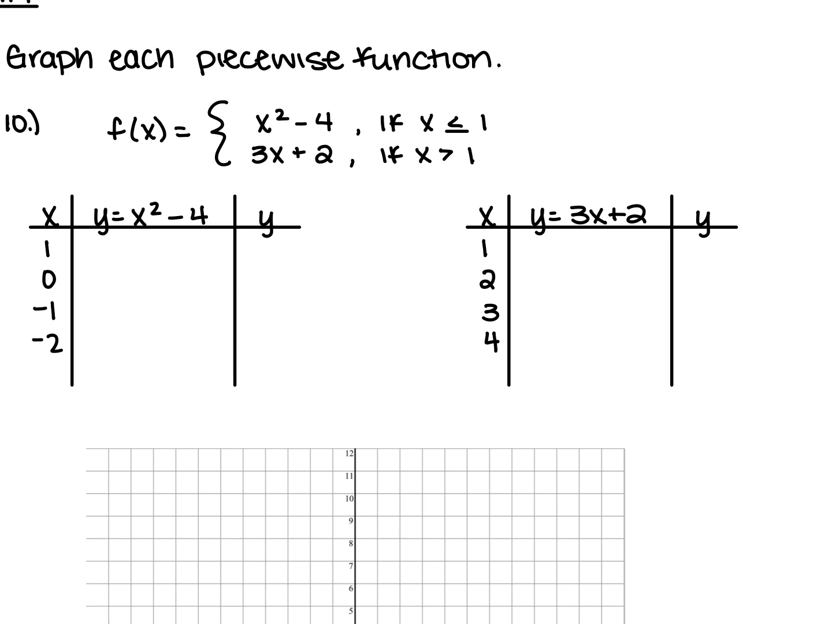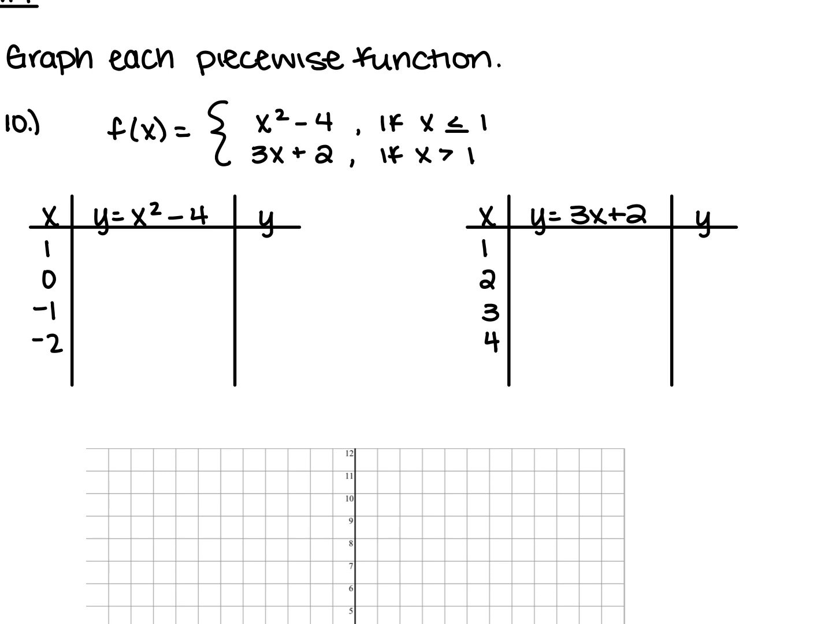So for this one, you have f of x is equal to x squared minus 4 if x is less than or equal to 1, and f of x is equal to 3x plus 2 if x is greater than 1. So we're going to start with the one on the left first. If you look at your inequality, it tells you what kind of circle you're going to have using that x value.